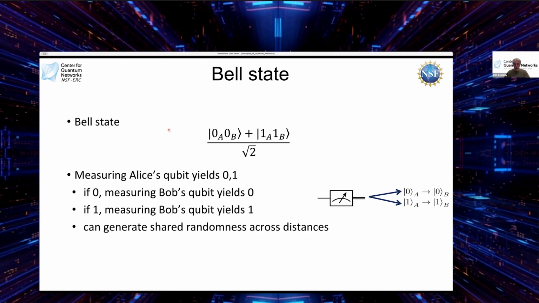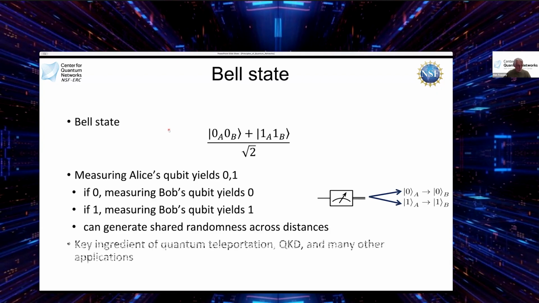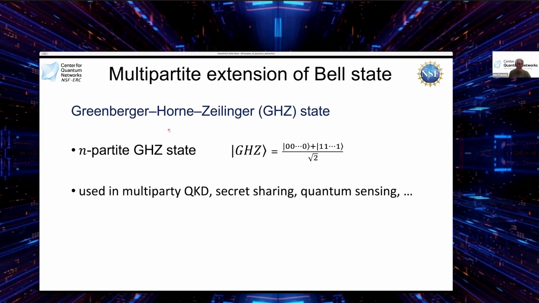And this happens with equal probability, completely random. And so it can be used to generate shared randomness across distances, which is really the fundamental idea behind quantum key distribution. But it's the key ingredient for lots and lots of other applications. Okay. But for it to be useful, we need to be able to distribute these two qubits to, let's say, parties Alice and Bob that might be hundreds or thousands of kilometers apart.